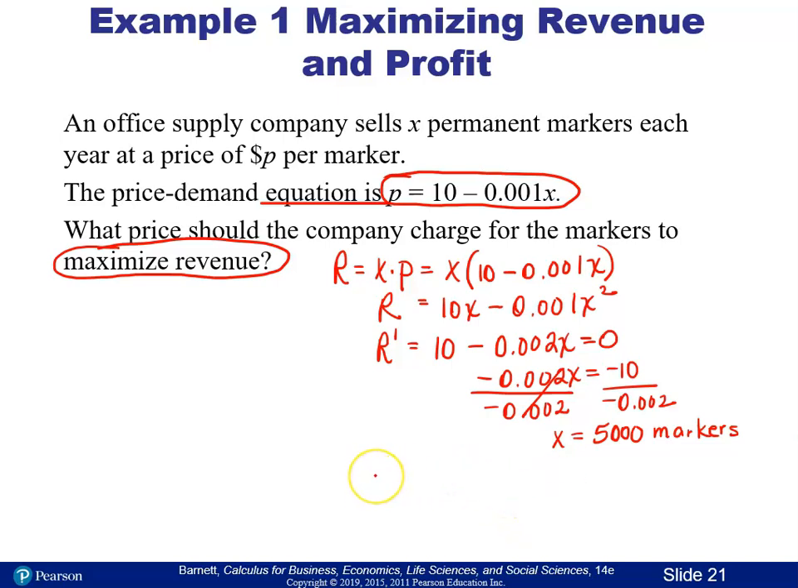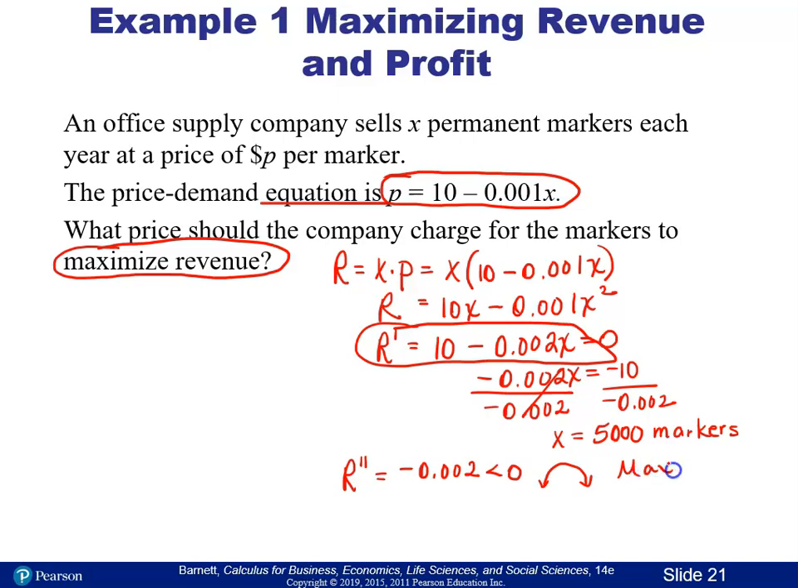Okay, we do need to check and see if this in fact gives us a maximum and not a minimum. So we can do that through our second derivative test. So for the second derivative, I'm going to go back up here to the first derivative. Derivative of 10 is 0. The derivative of this term is negative 0.002. Okay, so since that is negative, that means it's opening downward. So I would have a maximum. Therefore, it's a maximum. So I have shown that, in fact, a maximum is occurring there.